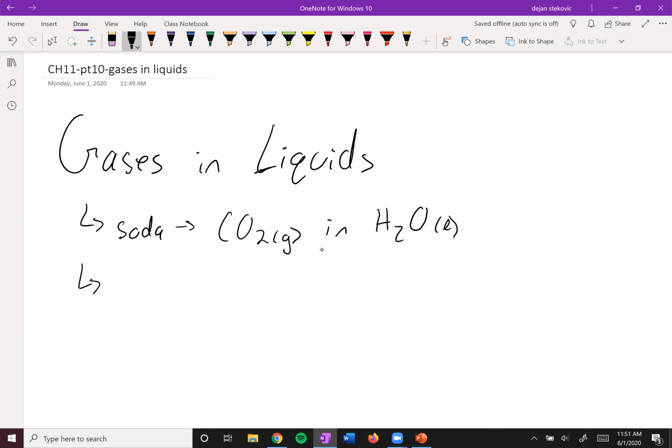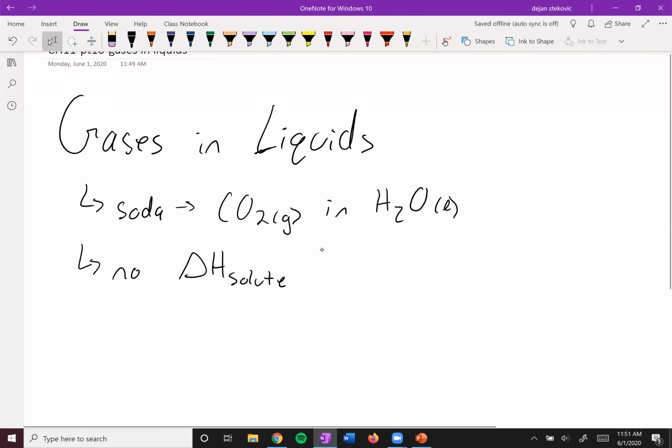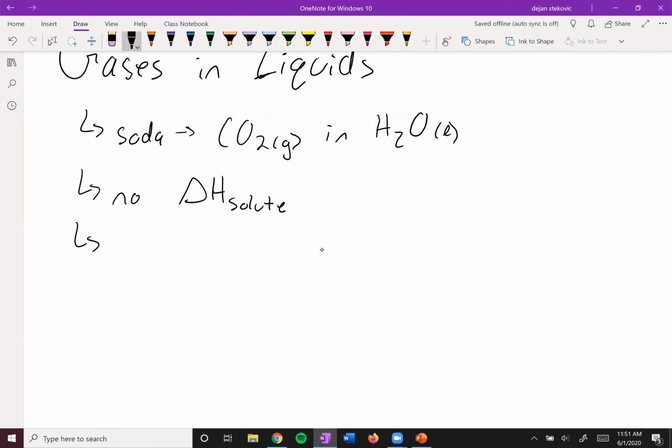If you think about gases in general, gases don't experience intermolecular forces. So there's no delta H of these solute-solute interactions. But the same rule still applies: like dissolves like.